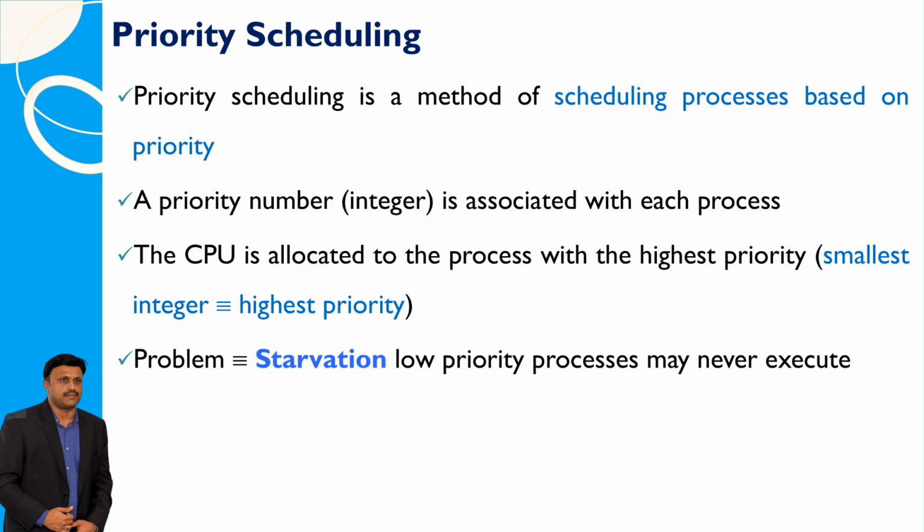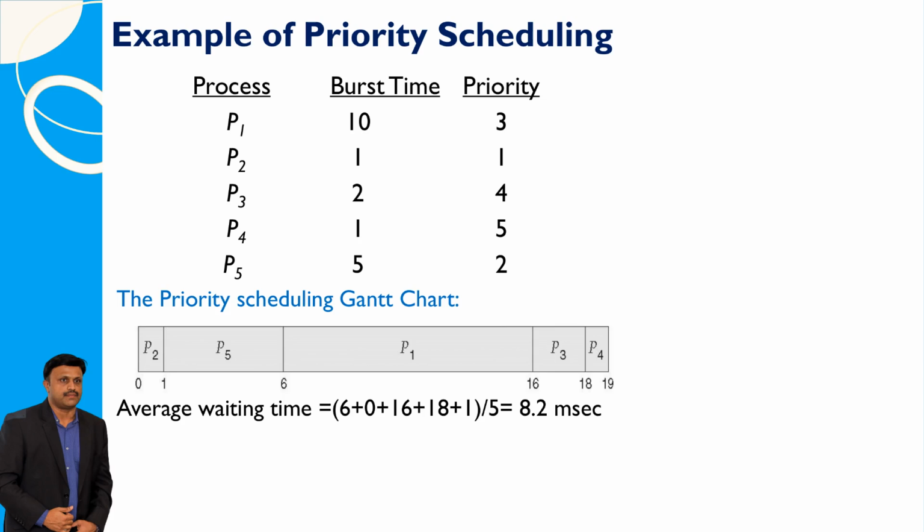In this example of priority scheduling, 5 processes, P1 to P5, with their arrival times, burst times, and priorities are listed. The Gantt chart shows how these processes are scheduled, resulting in an average waiting time of 8.2 milliseconds, calculated by summing the waiting times for each process and dividing by the total number of processes.